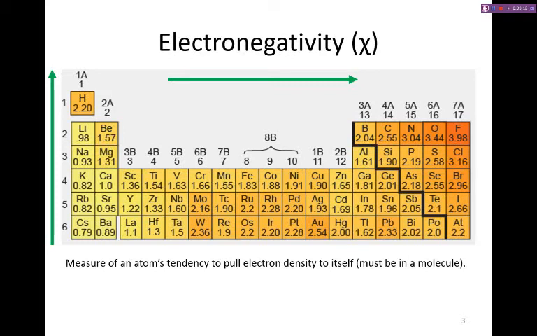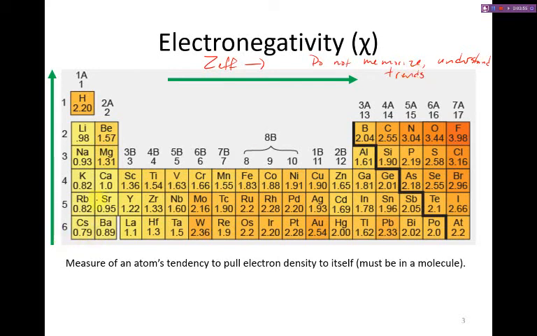And the main reasons for that deal with the effective nuclear charge. If you remember, effective nuclear charge also increases as we go to the right. And so elements with a high effective nuclear charge, like oxygen and fluorine, are going to have a strong pull of electrons towards themselves when they're in molecules. You do not need to memorize these values, but you do need to understand the trends, that they increase as we go up and to the right.